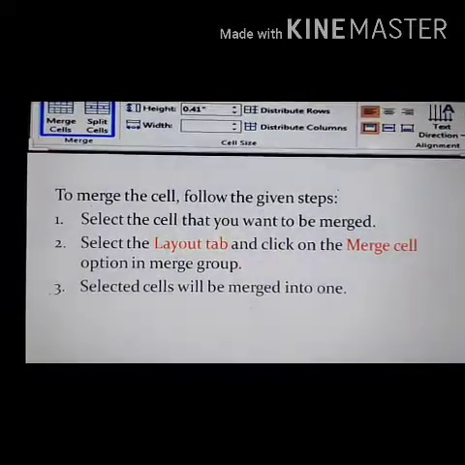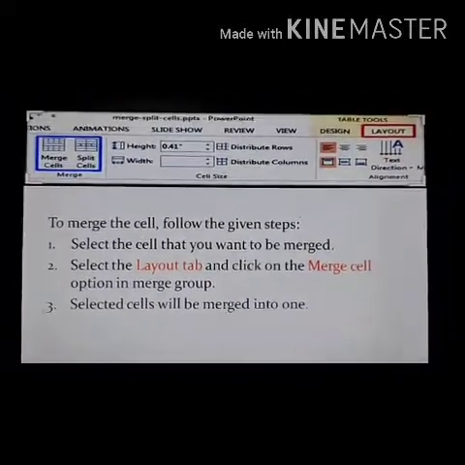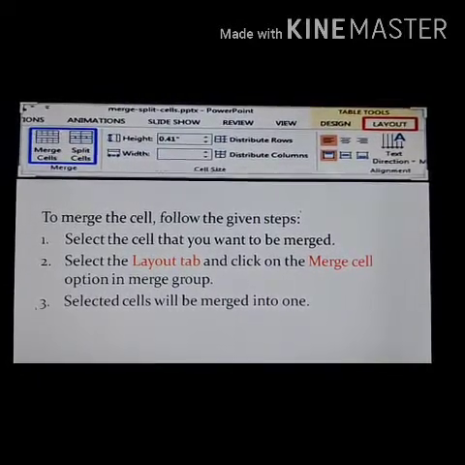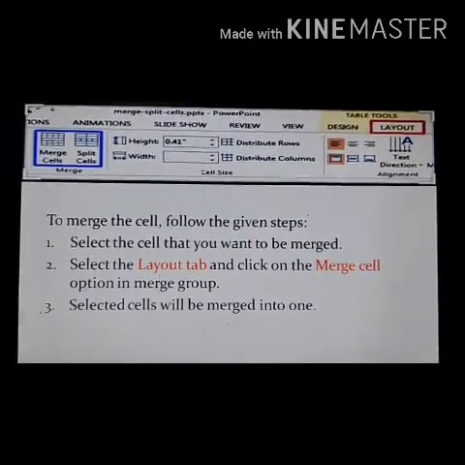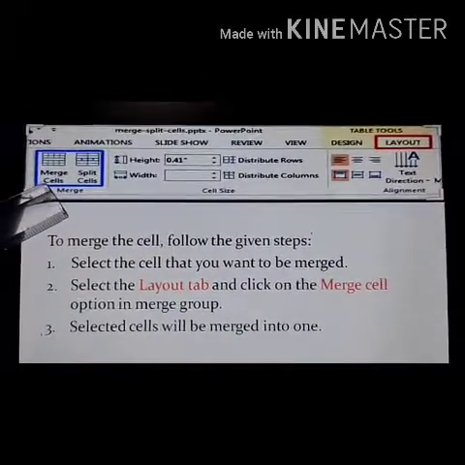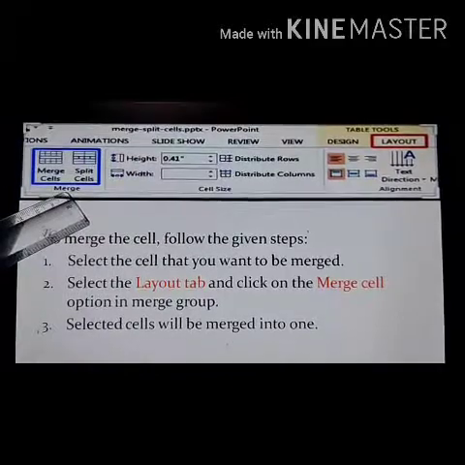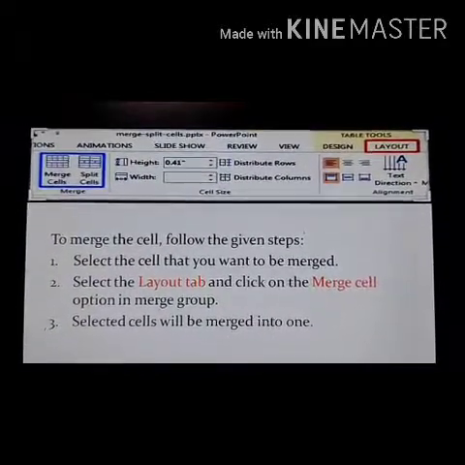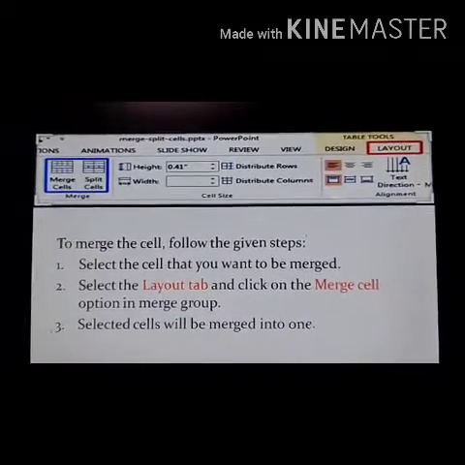This is the process of merging cells. To merge the cell, follow the given steps. Select the cells that you want to be merged, go to the layout tab and click on the merge cell option, which is present in the merge group. Look here, it is the merge cell option which is present in the merge group. Selected cells will be merged into a single cell. Clear?